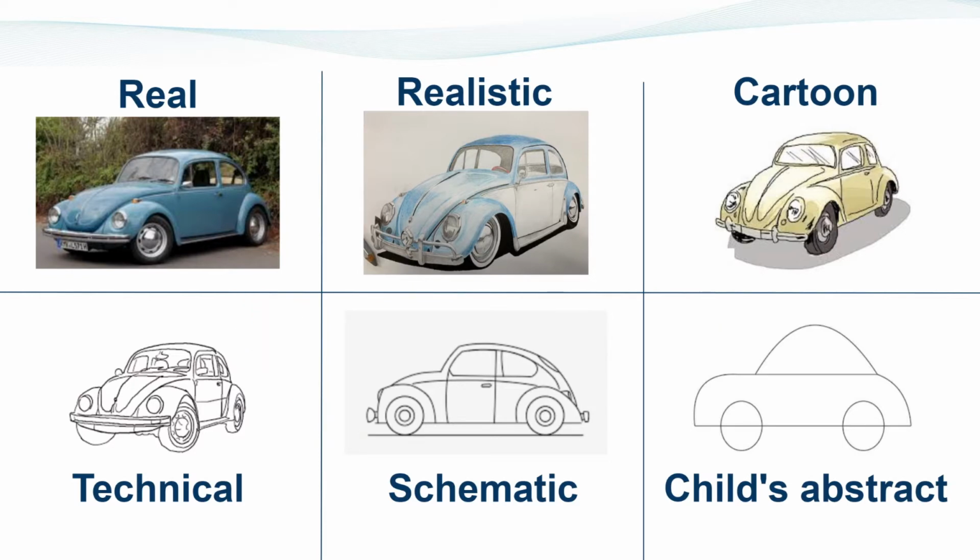So what's the difference between all of these? Well, the realistic drawing takes a long time, maybe even half a day to complete. The cartoon may take only an hour and potentially 20 minutes for the technical drawing, and the schematic drawing in the middle would only take a couple of minutes, and the child's abstract can be completed in seconds. None of these images are better than the other, and what is important here is that we can save time by drawing a child's abstract while still creating an image of a car.